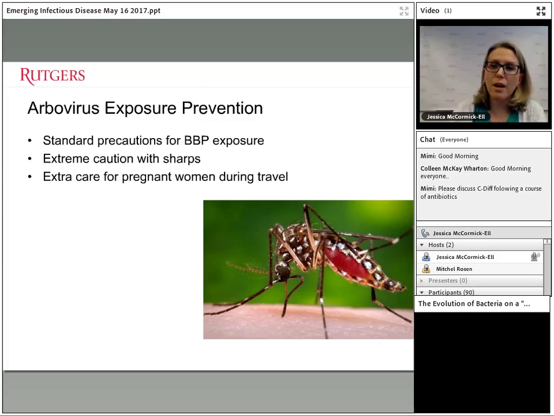In a healthcare setting, again, using care with sharps and exposure to bloodborne pathogens would really be the primary precaution and would be what you should be doing as a pregnant worker at all times.